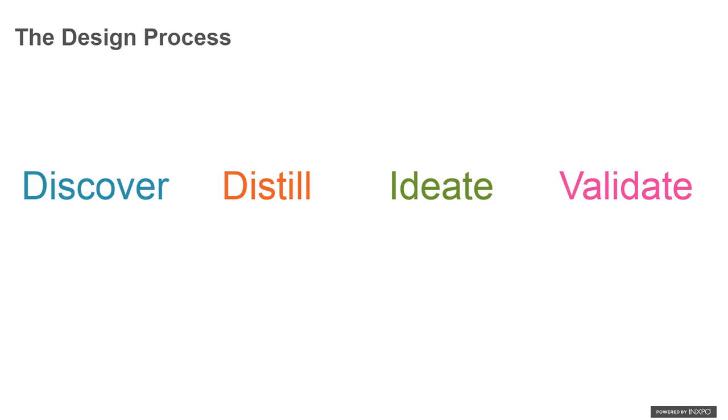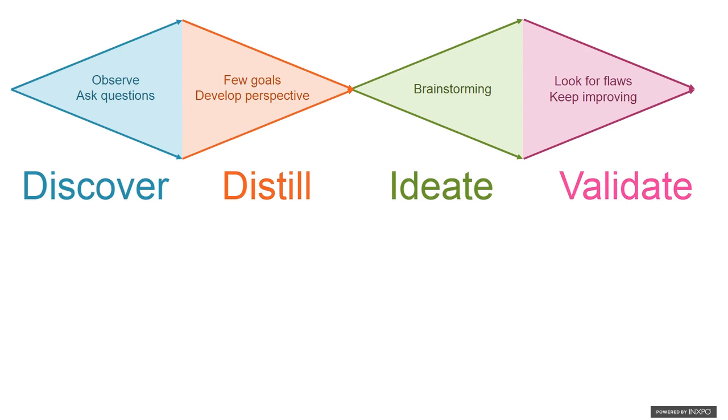Okay, let's recap. We've gone through this design process: discover, distill, ideate, validate. And I want to touch on one more way to think about this process. This is called the double diamond. The reason it's displayed like this is because the diamond represents how many ideas you have and what type of thinking you're doing along the way.